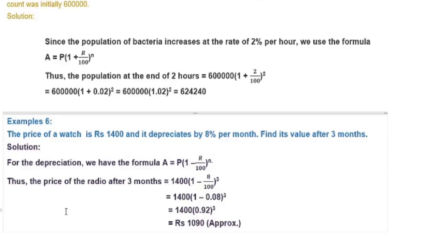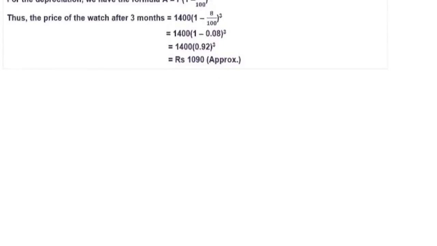Then apply the formula. The price of the watch after 3 months equal to 1400 into 1 minus 8 by 100 raised to 3. That is 1400 into 1 minus 0.08 raised to 3. Simplify it, you will get 1090. That means after 3 months the value of the watch will be 1090 approximately. So these two are the applications of compound interest formula.